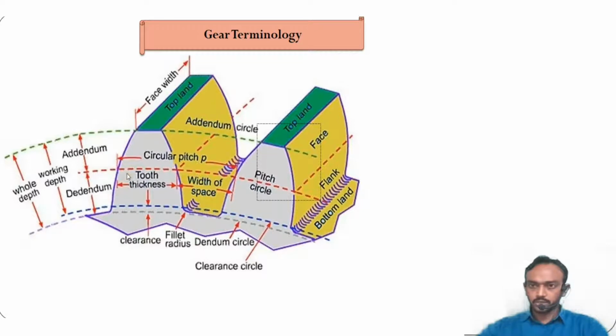And there is tooth thickness also. Tooth thickness is the distance or thickness measured along the pitch circle. If you measure on the top surface it will be less, and if you measure at the bottom it will be larger, but the one considered as tooth thickness is along the pitch circle only. This distance will be considered as the tooth thickness. And what is the width of space, the tooth space? It is the distance measured between two teeth along the pitch circle. Clear?